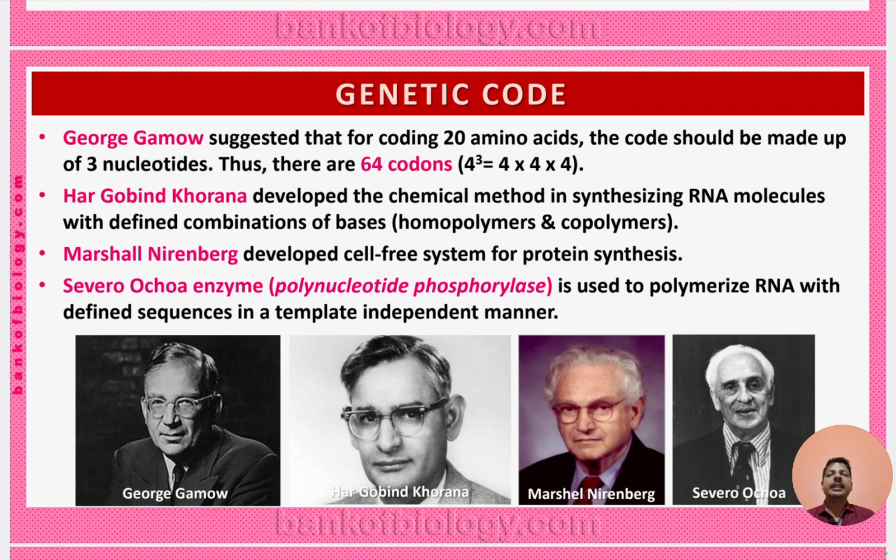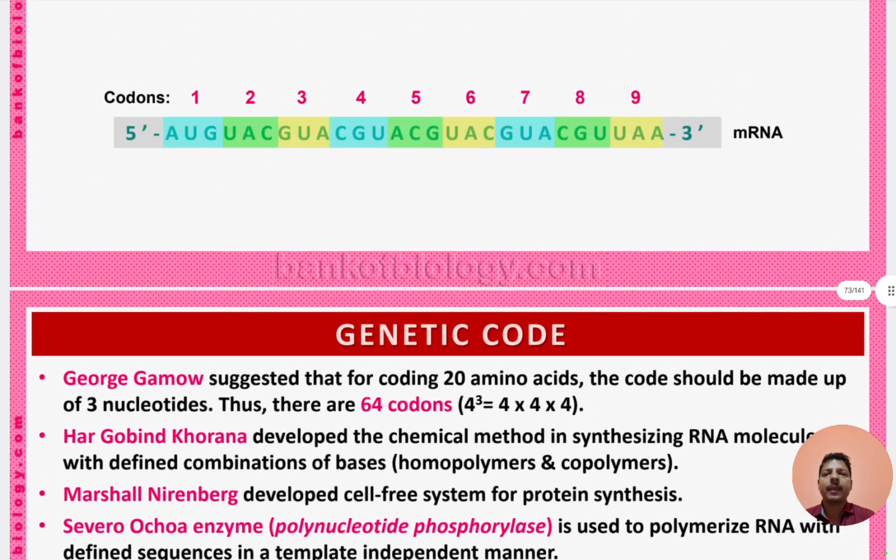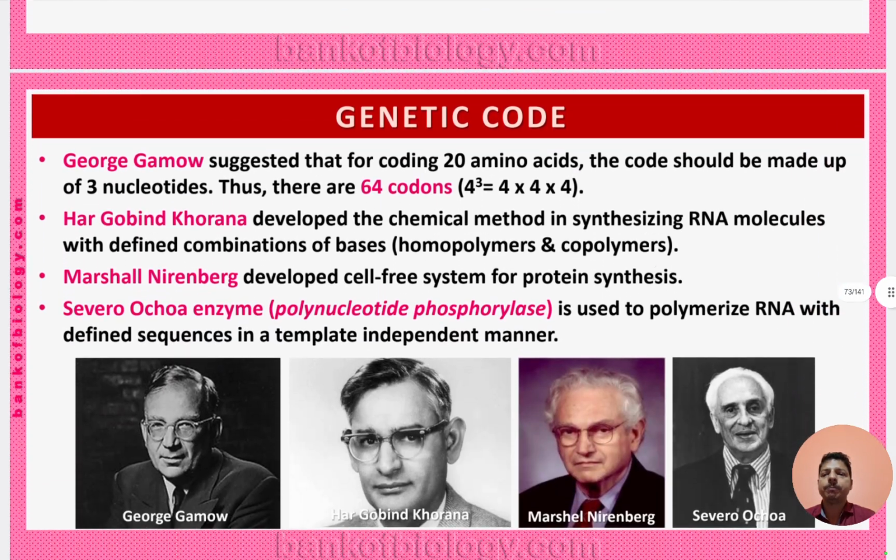George Gamow suggested that for coding 20 amino acids, the code should be made up of 3 nucleotides. Thus, there are 64 codons. To code 20 amino acids, the code should be made up of 3 nucleotides. So there are 64 codons. Here you can see from this diagram.